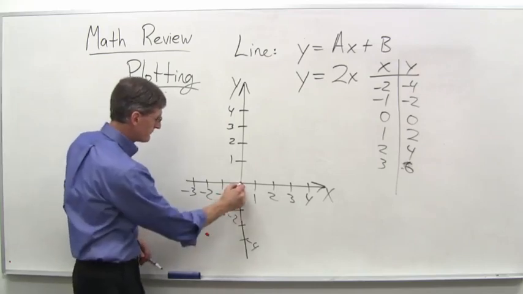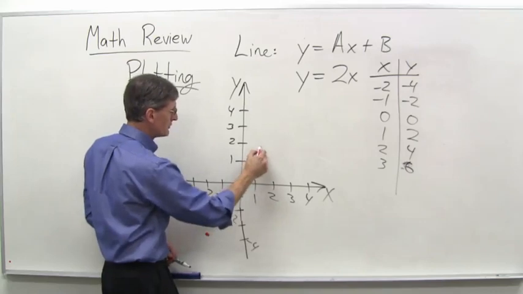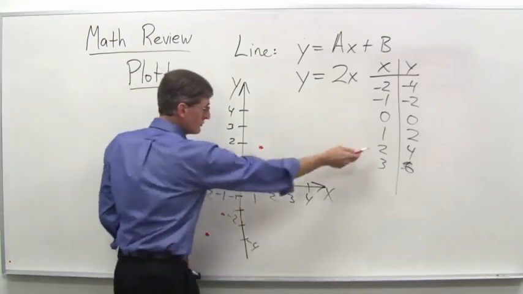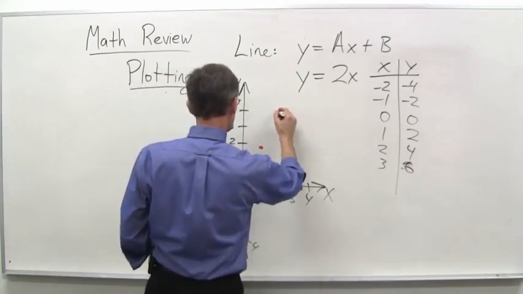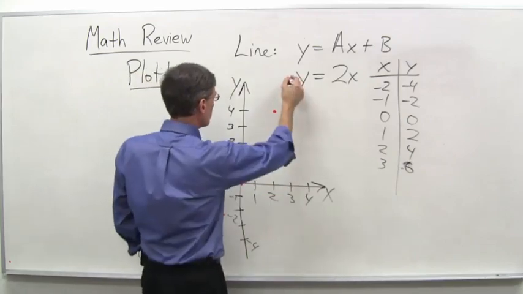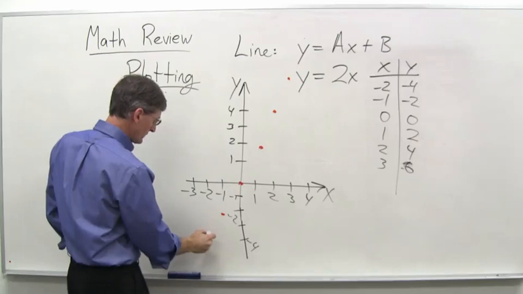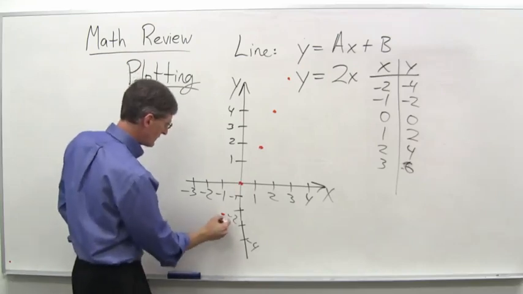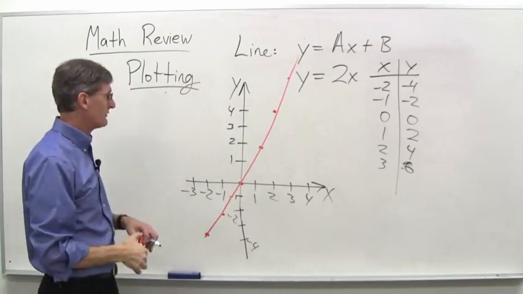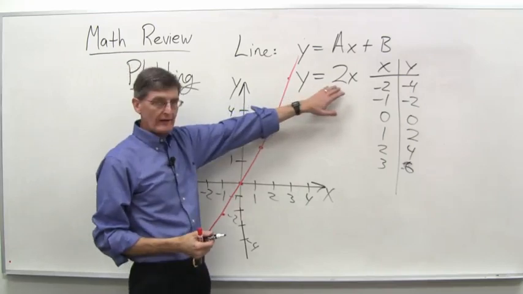0. 0 is this point right here. 1, 2, so over 1, up 2. Doing okay. 2, 4, over 2, up 4. Something like that. And then 3, 6, over 3, and up 6 would be up here someplace. And you see if we connect the dots, we get, I don't know if I can do this very well, but we'll try here. Well, not too bad there, a little crooked. But that's essentially the equation of a line. This is a line, 2 times x.